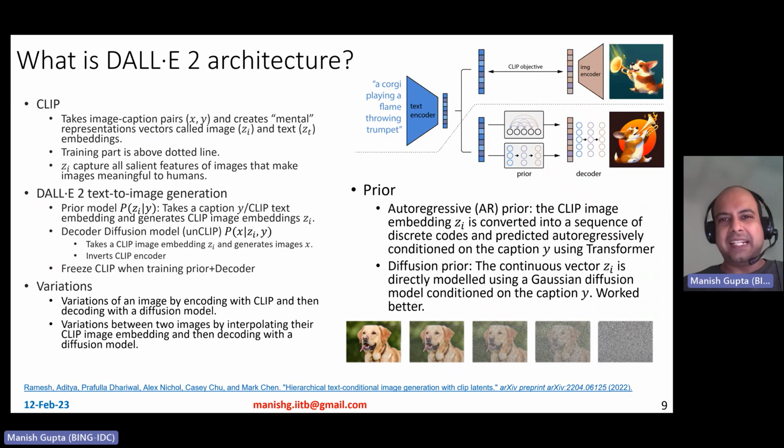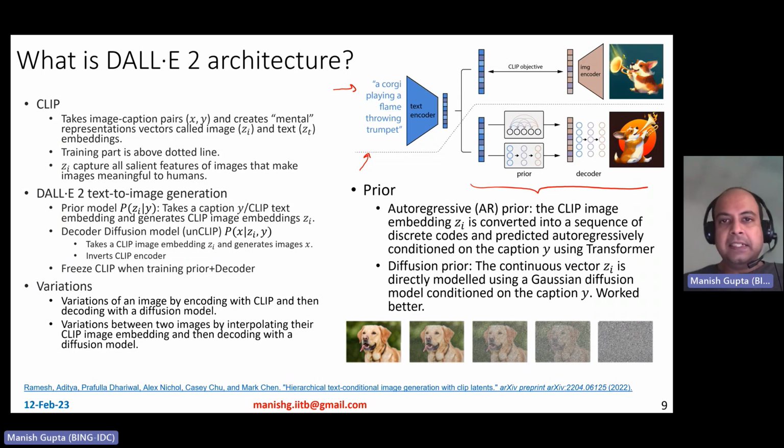So then what is DALL-E 2's architecture? All these things are great, but how does it really work? This picture at the top shows you the broad architecture for DALL-E 2. The figure above the dotted line shows training of the CLIP model, which is used by DALL-E 2. And the figure below depicts the DALL-E 2 model, which is essentially the model used at test time.